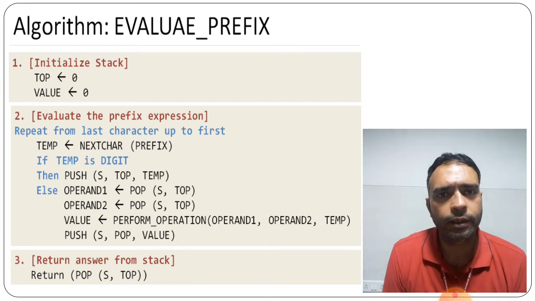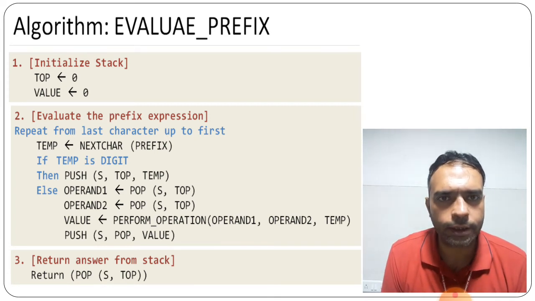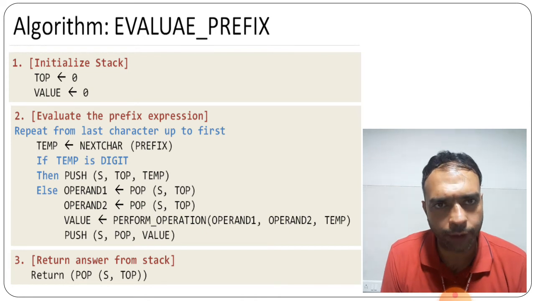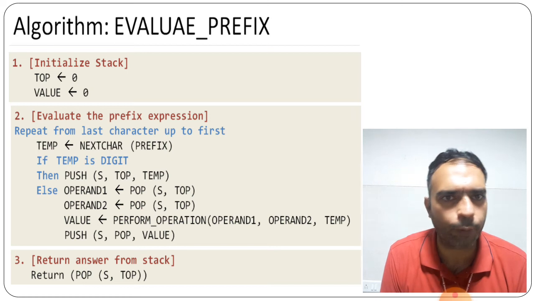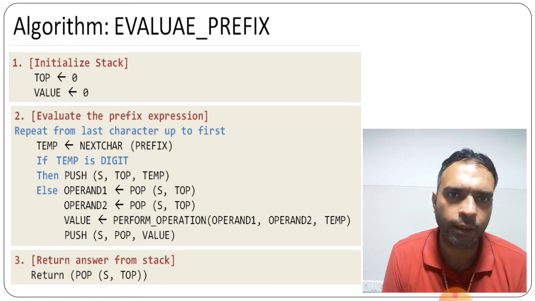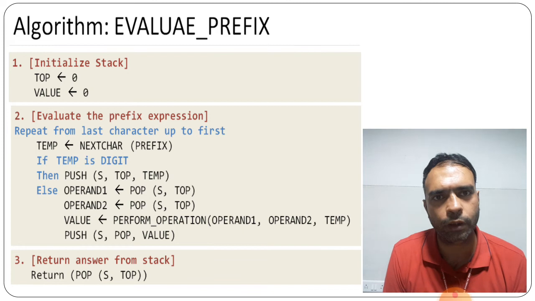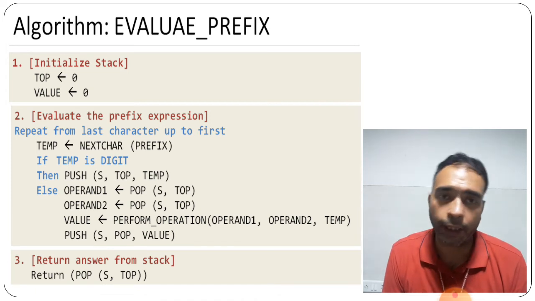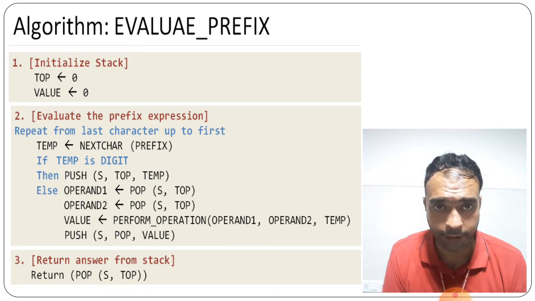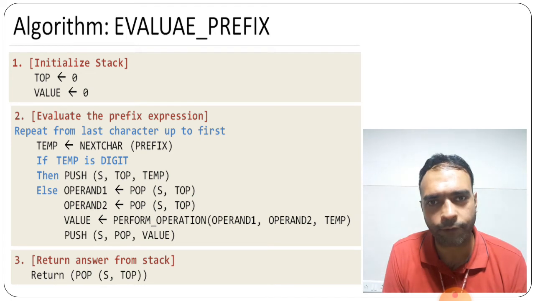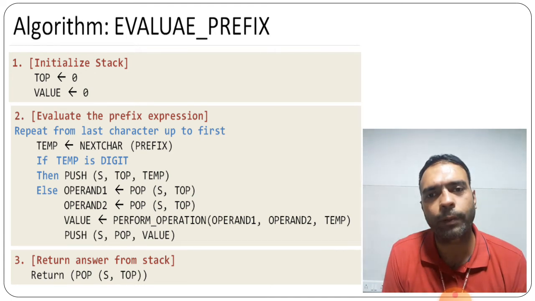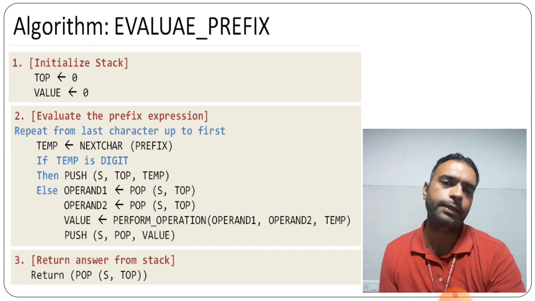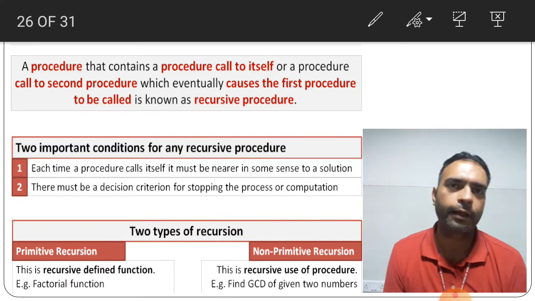If it is a digit, then we have to push it into the stack, else we have to pop two operands, operand 1 and operand 2, and finally we have to perform the operation, and store the result of that operation in the variable named value. And at last we have to push that value into the stack, and at last we will get a single final answer, that we have to pop, and finally store that answer, that is the return answer from this stack.